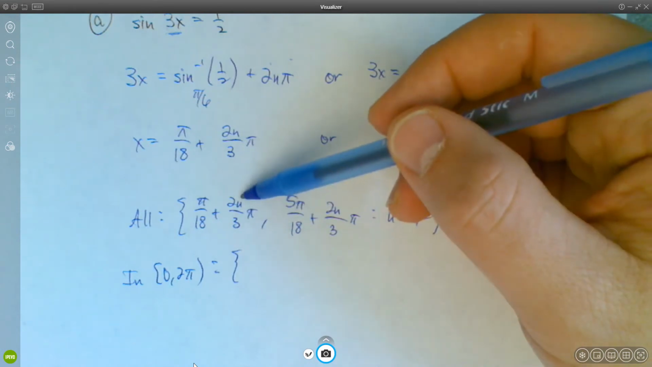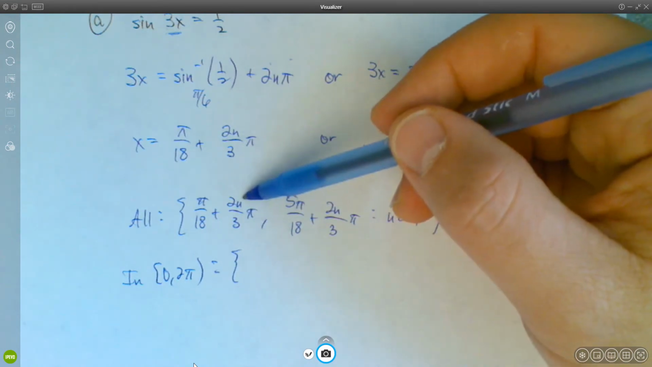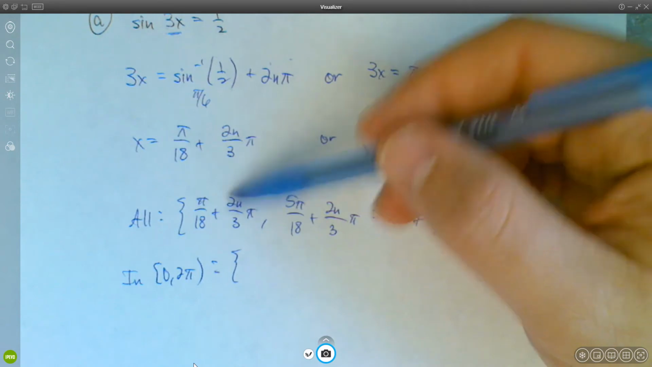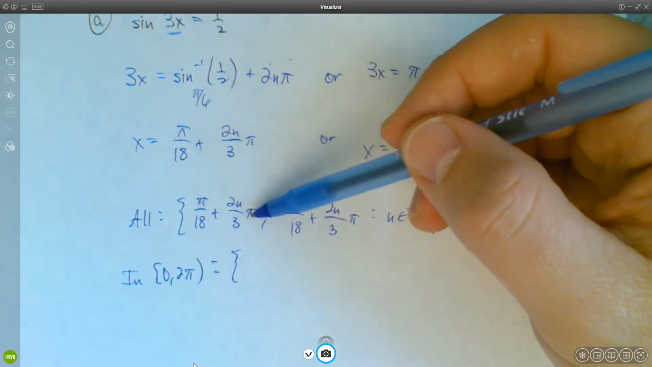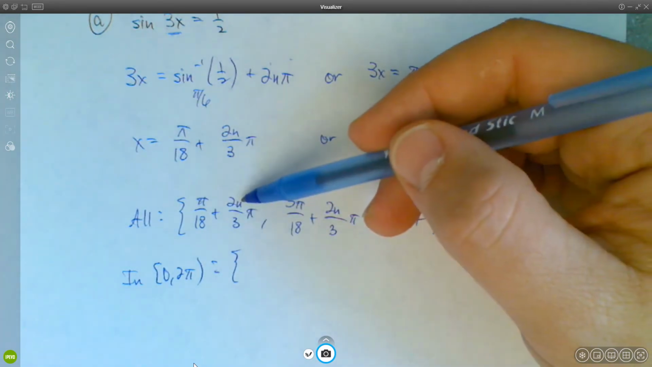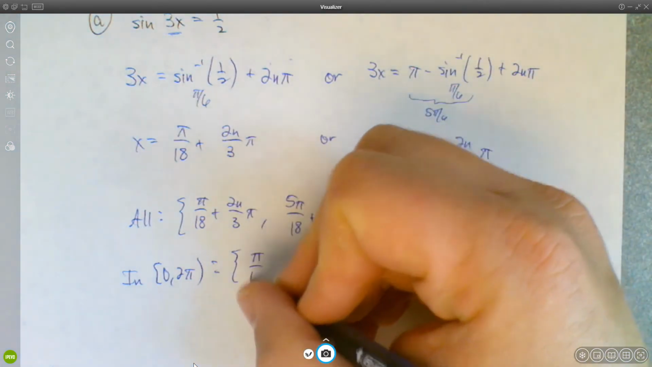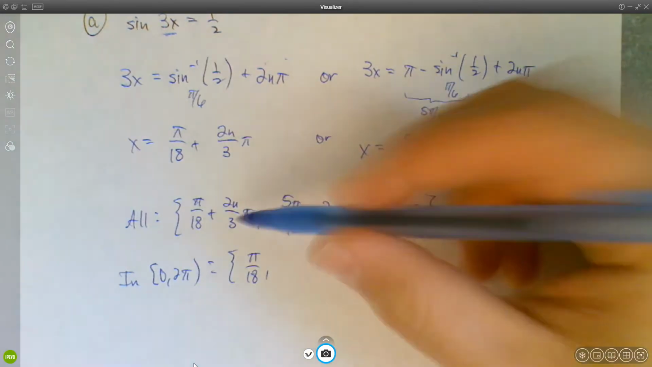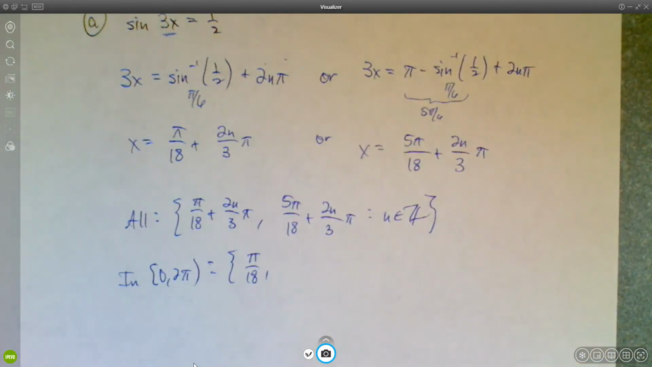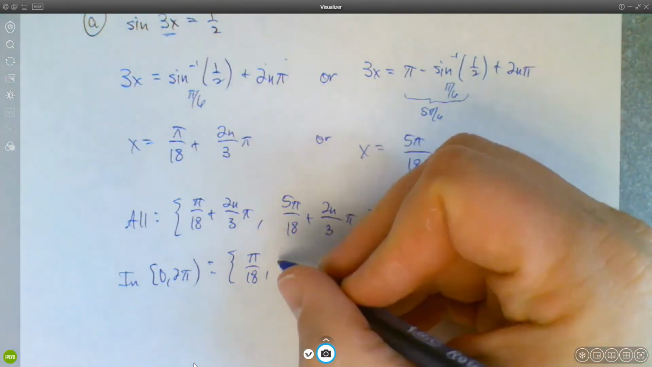If I plug in a negative number, like -1, pi over 18 minus 2 pi over 3 is going to be less than 0, so that's not going to cut it. But if I plug in 0, then I get pi over 18. Okay, so that's a solution. If I plug in 1, let me just use my calculator, I'm going to have pi over 18 plus 2 pi over 3. That's 13 pi over 18.